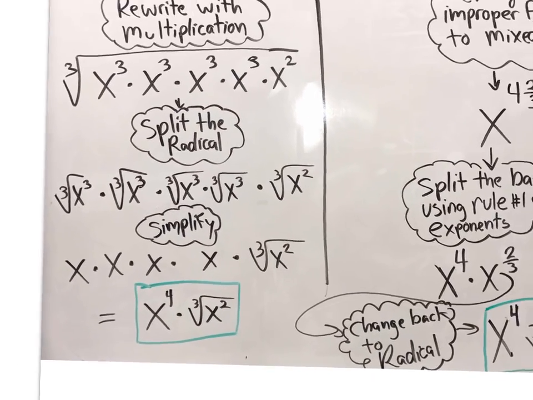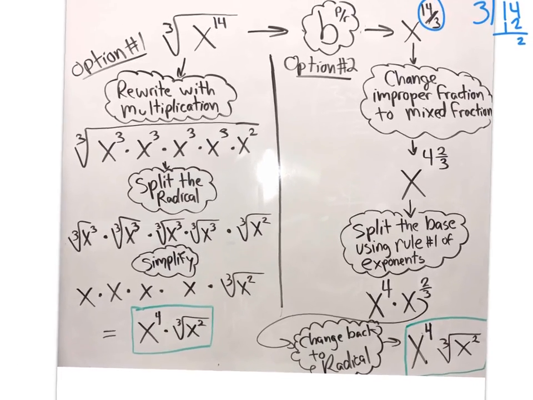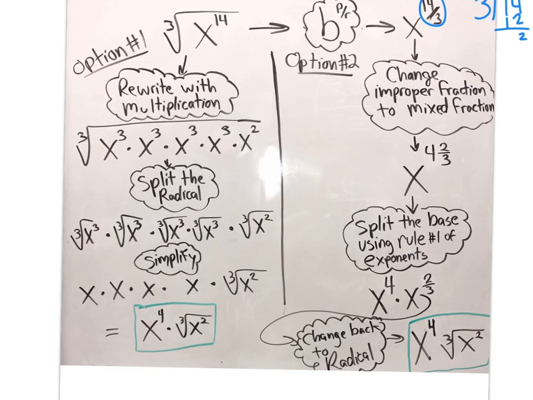So it's two options on simplifying that same problem. So we definitely need to know at least one of these options to be able to simplify radicals. Let's move on.